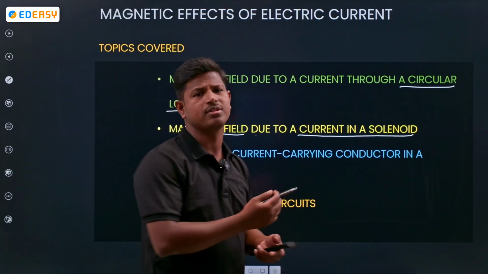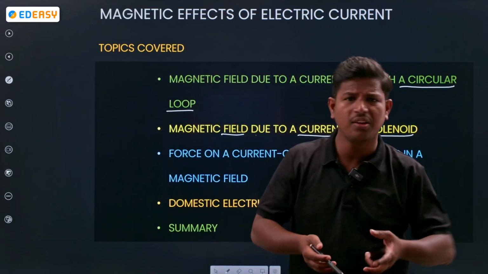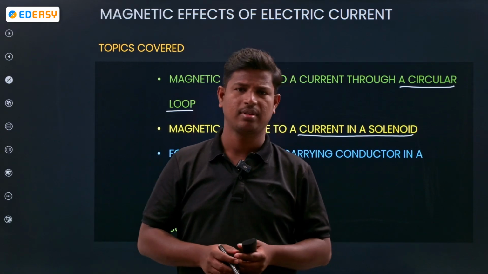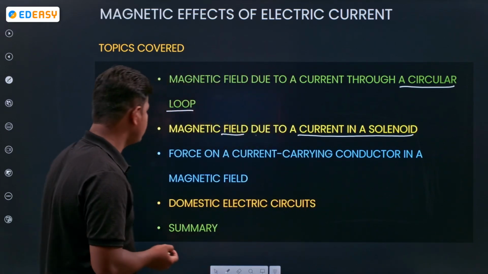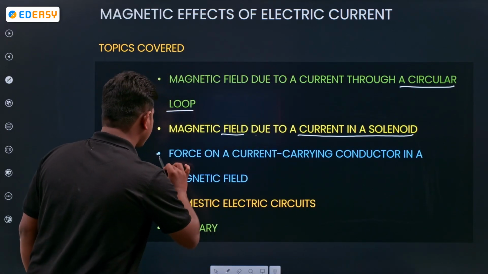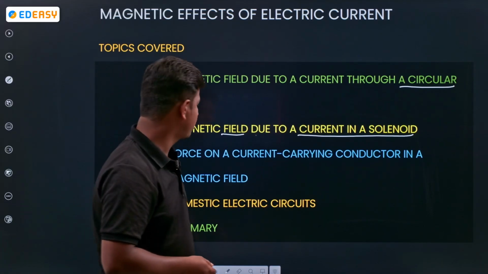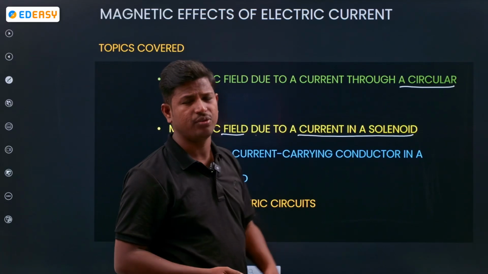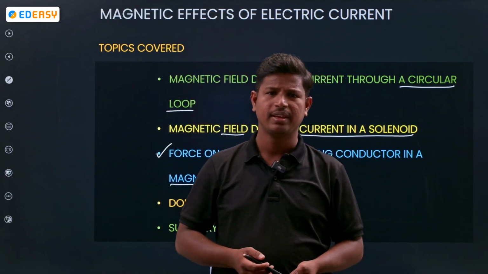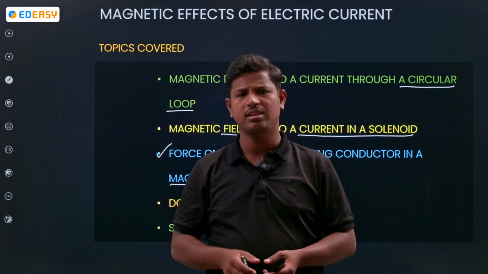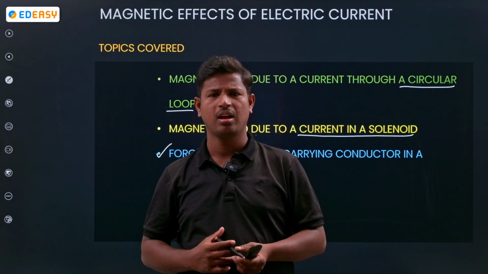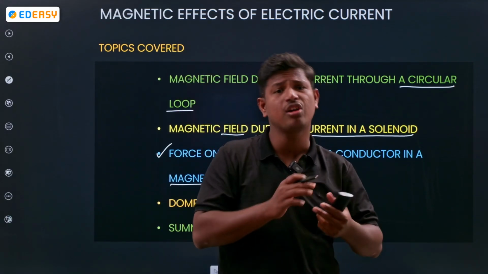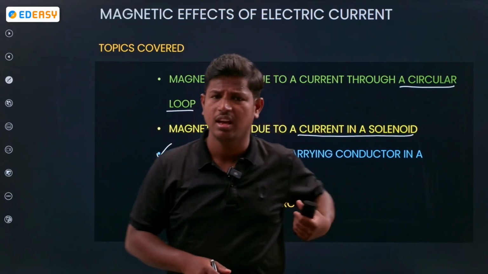Next, magnetic field due to a current in a solenoid. What is a solenoid, first of all? Then, if a current passes through the solenoid, how does it behave? We will discuss that here. Next, force on a current carrying conductor in a magnetic field. If you take a magnetic field and place a conductor in between it, how does this conductor behave? Is there any force acting on the conductor or not? That we will discuss in this.